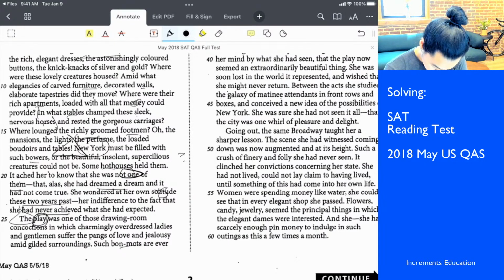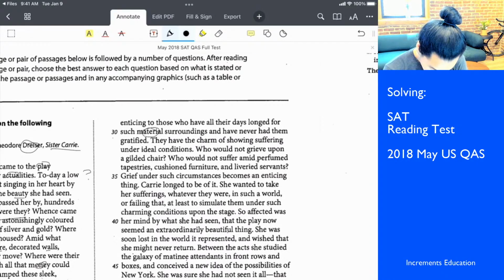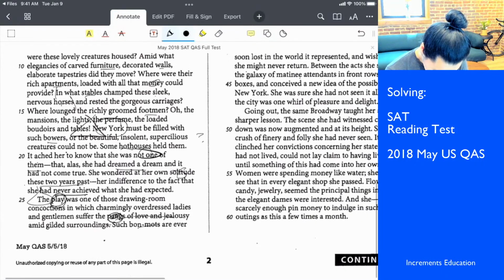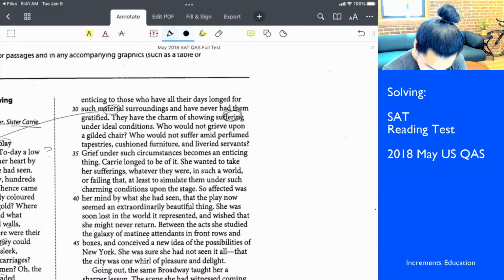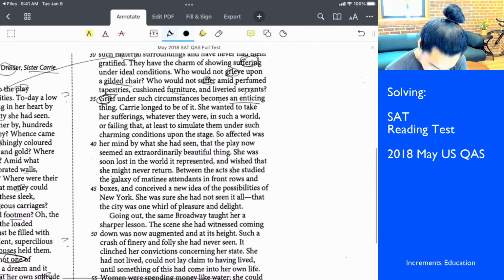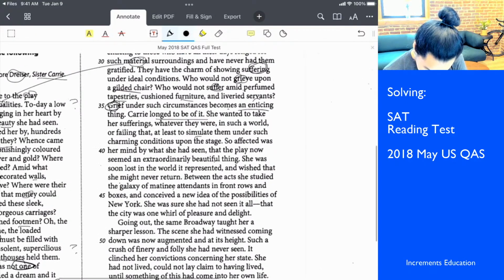I forgot what this means, but sure. This is the bon mot, or whatever, how you pronounce that, are ever enticing. Material, by the way. They have the charm of showing suffering. So we're talking about suffering right now, the pangs. And they were suffering, okay? We're talking about the sufferings of these people, not grieve. Okay, there's a bit of irony. Suffer among perfume tapestry. Okay, interesting. Grief becomes enticing. Longed to be of this grief. She wanted to take in her sufferings and put it in this world and to simulate them. So affected was her mind by what she'd seen at the play. Seemed an extraordinarily beautiful thing.